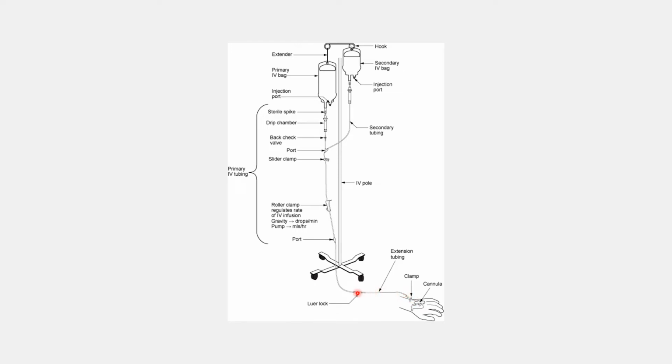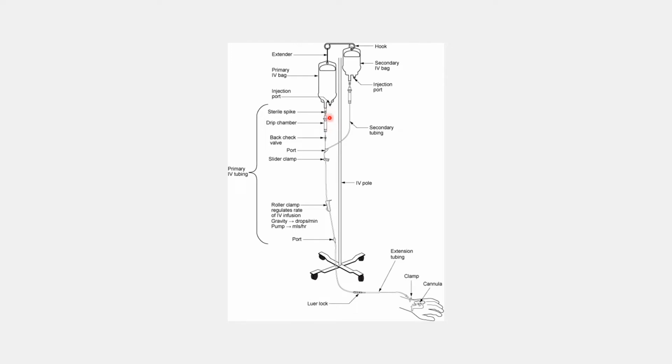We have extension tubings that can connect together with luer locks to make our IV longer if we need. But this is going to be our primary tubing here. Right here is our roller clamp. This regulates the rate of infusion so we can stop or go or slow it or speed it up if we need to. This right here is our drip chamber.